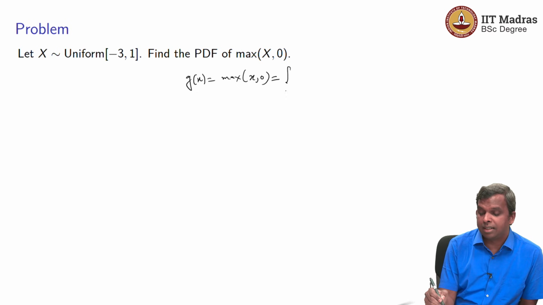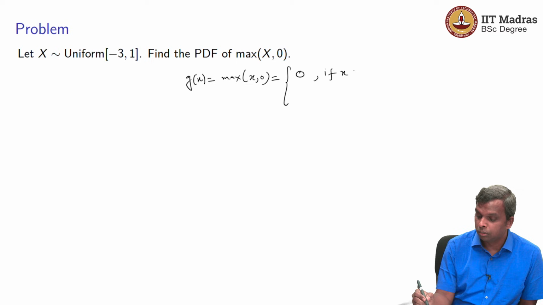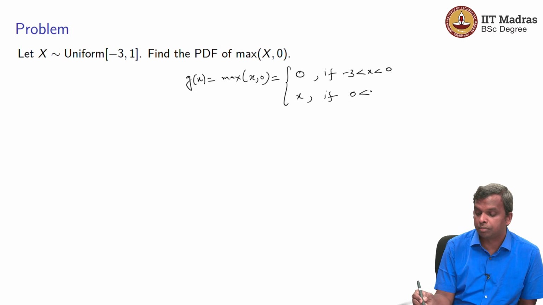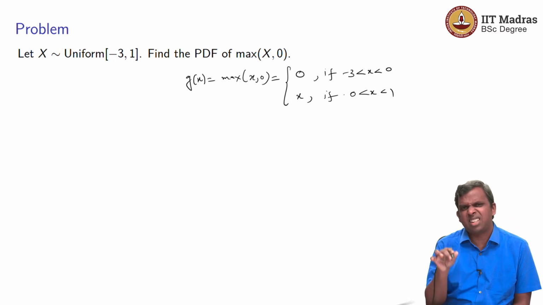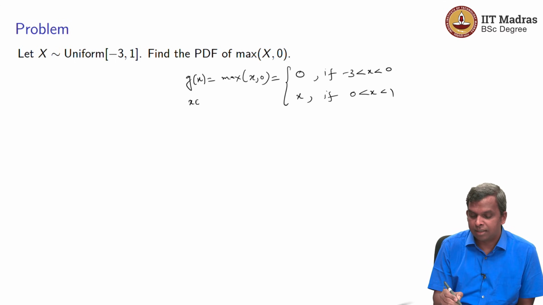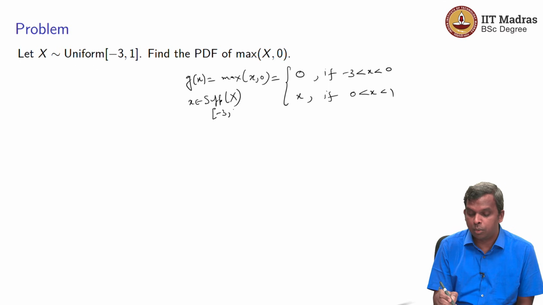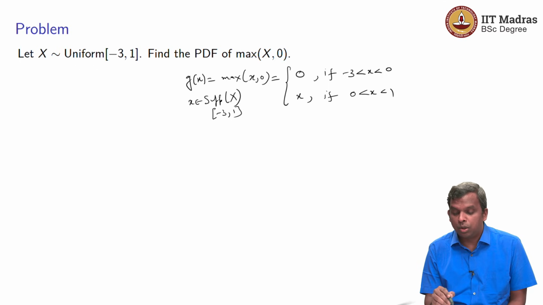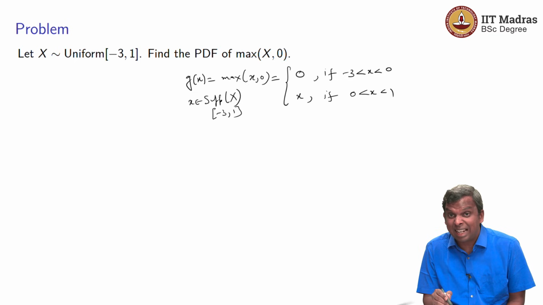So one way to think of it is 0 if x is negative, x between -3 and 0, and it is x if x is between 0 and 1. Okay, so if you restrict to the support of x, so if you say x is in the support of capital X, which is actually -3 to 1. Okay, so notice max of x comma 0. If x is negative, the maximum is always going to evaluate to 0.